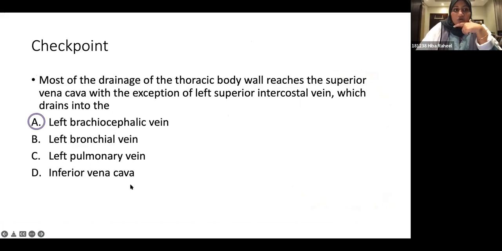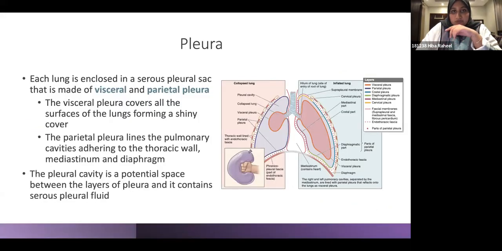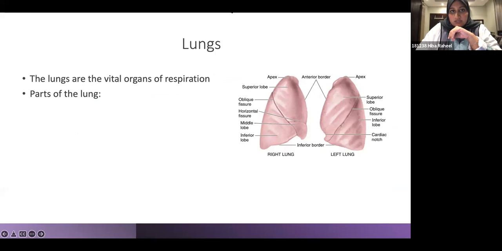All right, so let's start. We're done with the pleura. Now let's go to the lungs. The lungs are the main focus of my presentation, and I did my best to simplify it. If there is anything that you don't understand, please tell me, just like before. The lungs, as we know, are responsible for respiration.